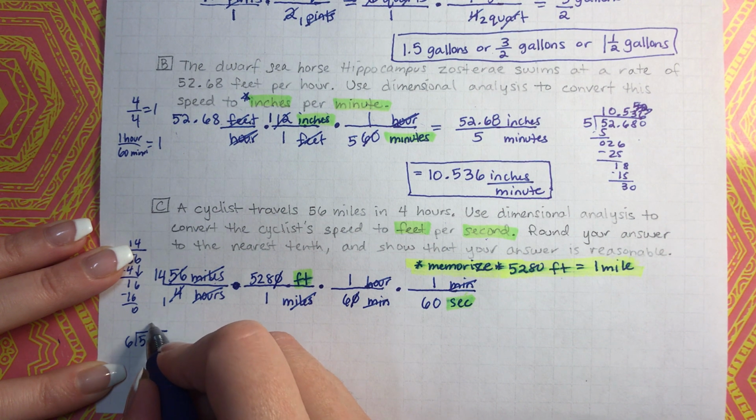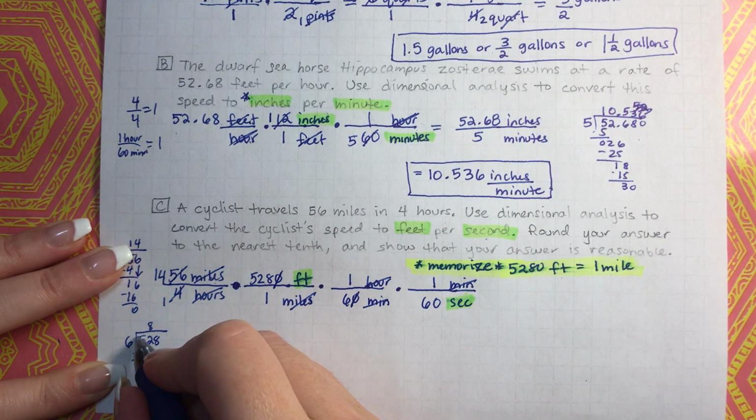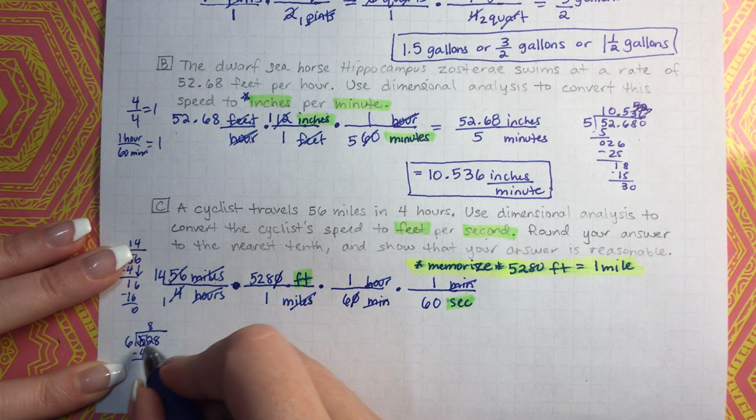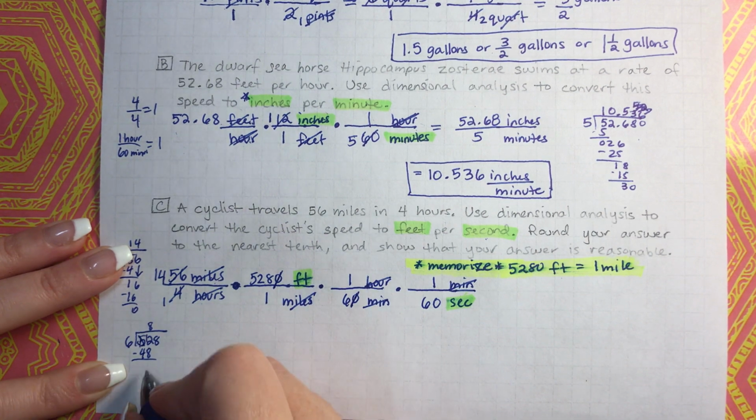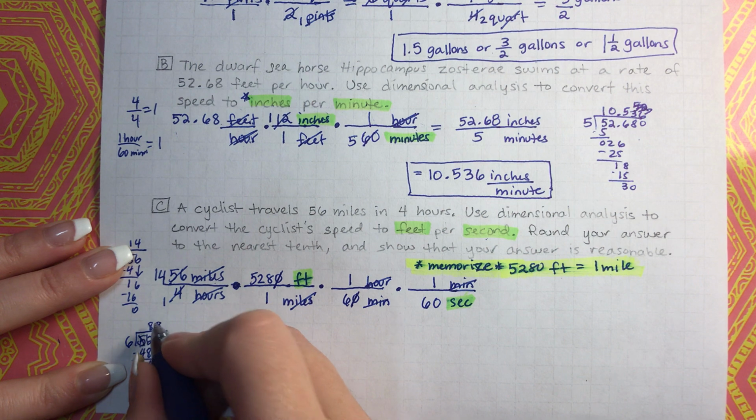7, 8. Goes in 8. 6 times 8 is 48. Okay? And then we need to borrow, making that a 4. That's going to be a 4. And then we drop down the 8. And then, yeah, 6 times 8 is 48.